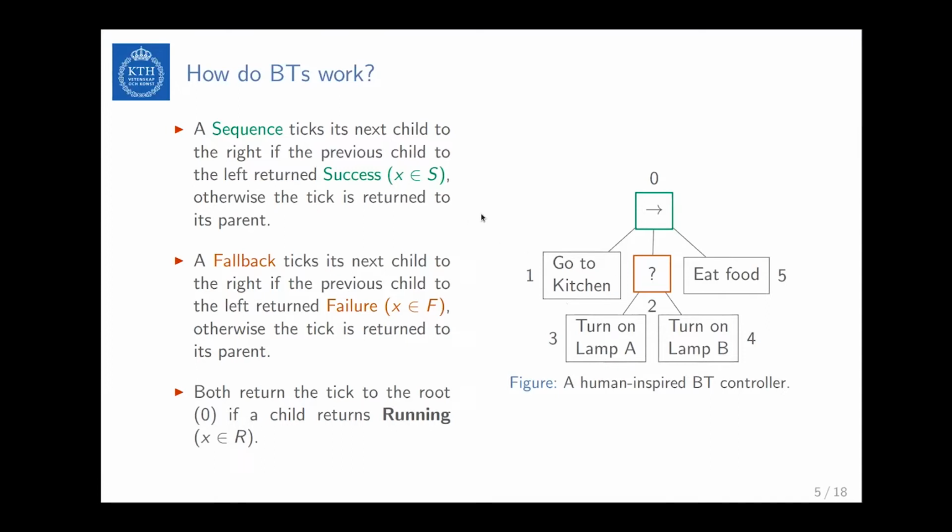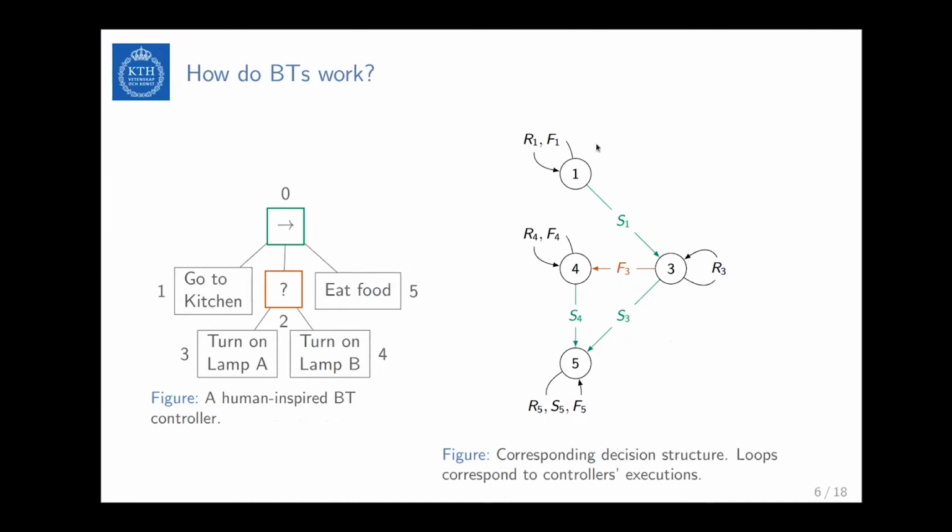And similarly with a fallback, in the opposite way, a fallback is going to execute the next child if the previous one has returned failure. So if turn on lamp A fails, then turn on lamp B runs. And if there are no other children, then the tick gets returned up the tree. Each one of the nodes can also return running. So basically how it works is, if go to kitchen succeeds, I'll explain it on the next slide. Now I'm going to explain to you how the behavior tree works in the form of a decision structure.